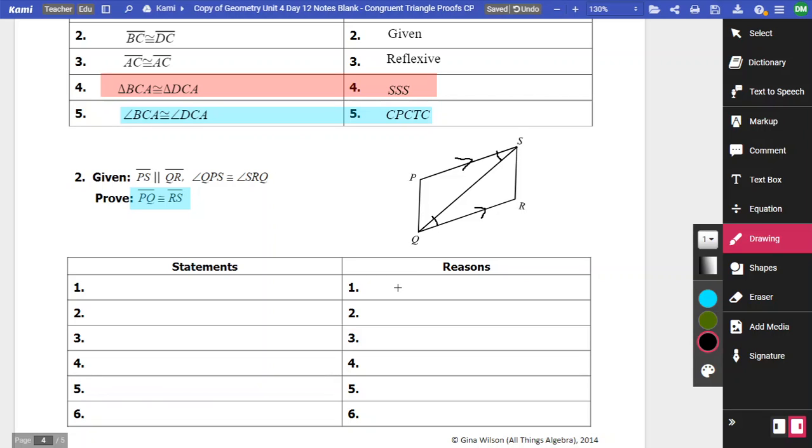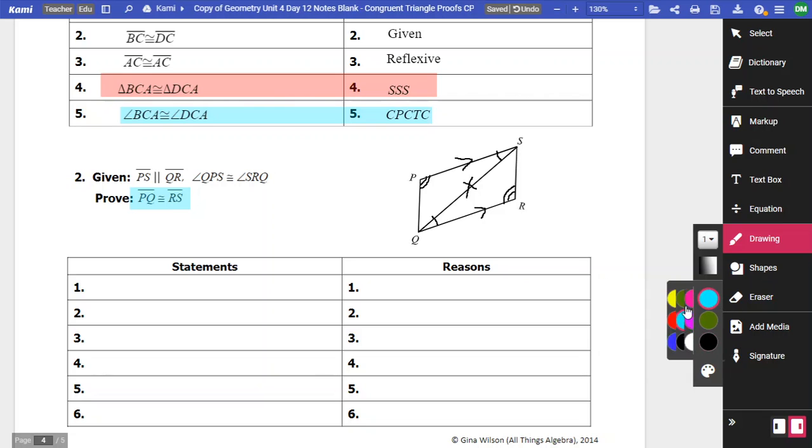Okay, we're also given that angle QPS is congruent to angle SRQ. So right here, QPS is congruent to SRQ. And we've got this reflexive side here. So I've got two angles and a side. I can walk across from this angle right here to get to the side. So that means this is going to be an angle side proof.